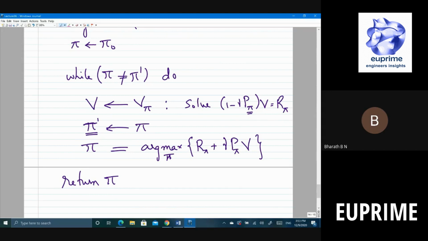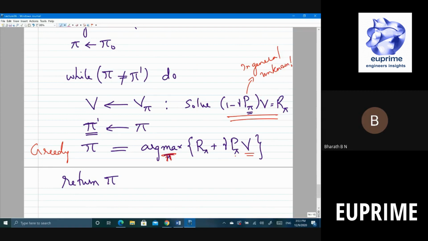This step is called the greedy step because for a given value, P pi and r pi, you're trying to optimize your policy pi, so you're greedily choosing pi. This is called policy iteration. You're choosing your policy based on this equation. It turns out that policy iteration converges faster than value iteration. Again, we have the same problem: P pi is in general unknown.